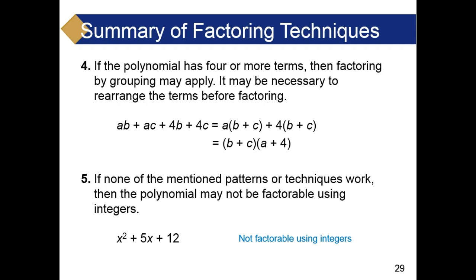What might you try on that? Yeah, group the first 2, and that looks like it'll work. Why? Common factor of A. Factor out the A times B plus C. Group the next 2, and what do you have? 4 times B plus C. Then you have a common factor of B plus C. B plus C times A plus 4. Got it.